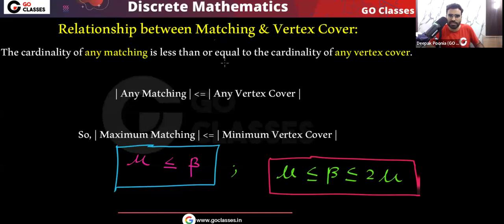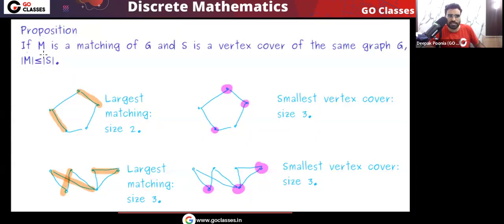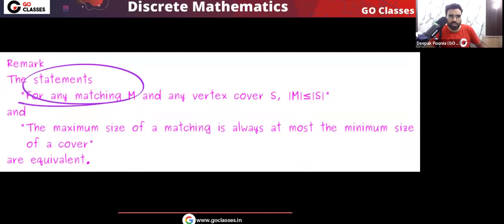But this is the relationship between matching and vertex cover that we need to use: the matching number, the size of maximum matching, is less than or equal to the size of minimum vertex cover. Mu is less than or equal to beta. So let's come to the question. This is the theorem, the relationship between matching and vertex cover: if M is a matching and S is a vertex cover, then always remember the size of any matching is less than or equal to the size of any vertex cover. So size of M is less than or equal to size of S. Very simple. Whatever matching you take, whatever vertex cover you take, the size of matching will always be less than or equal to the size of vertex cover, whatever graph you take.